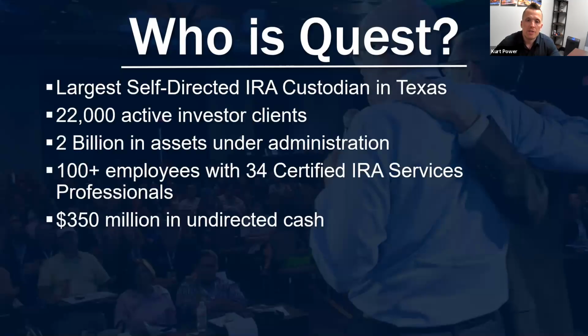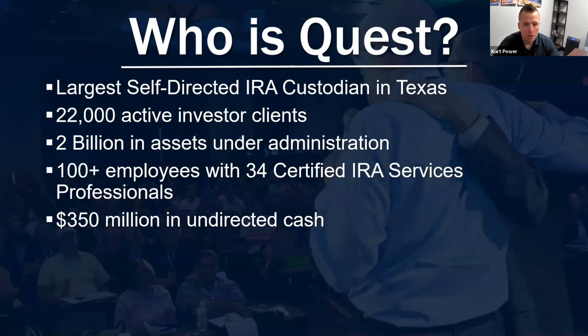So who is Quest? We are the largest self-directed IRA custodian in Texas and the fastest growing in the US. We have just over 22,000 active investor clients, and we currently hold $2 billion in assets under administration. We have 3 offices. I'm in Houston, which is our headquarters. We also have fully staffed functioning offices in Dallas and in Austin.